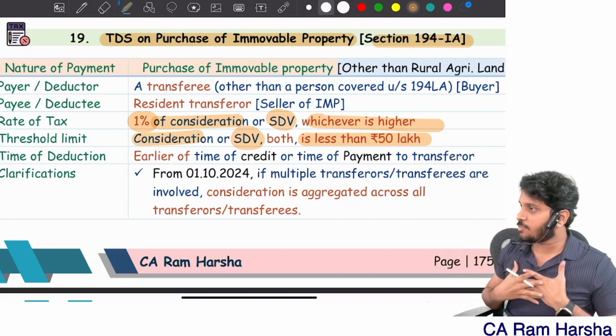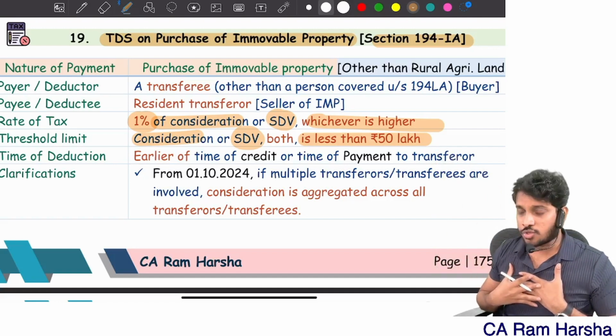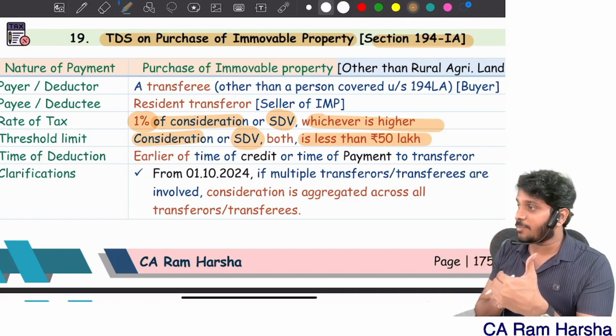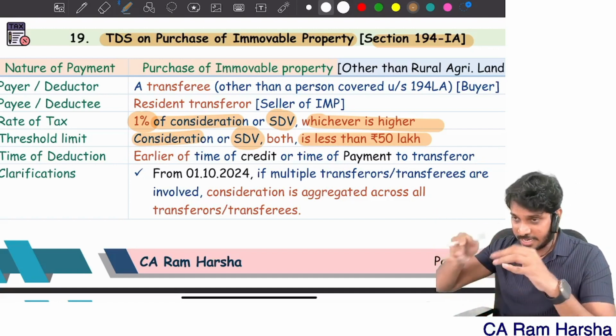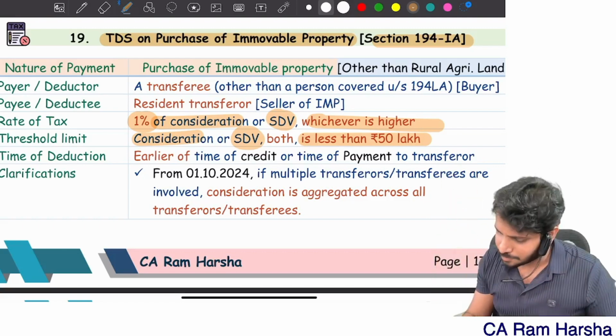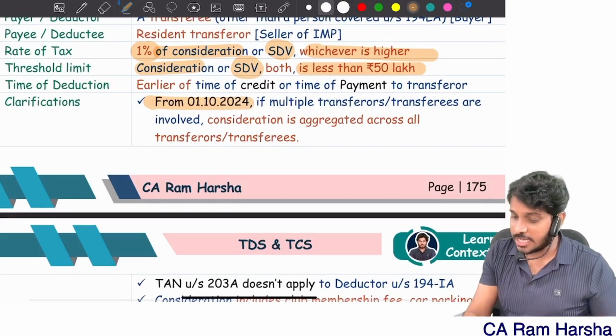You are the buyer of the immovable property. You are paying amount to the seller. Deduct 1% and pay the balance amount to the seller. Correct? Yes or no? Next, remember there is one amendment.